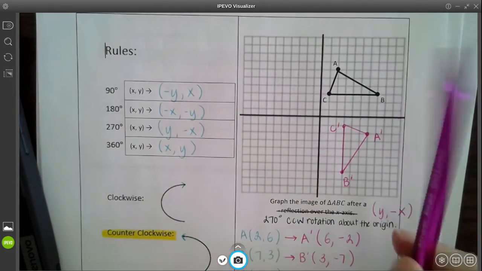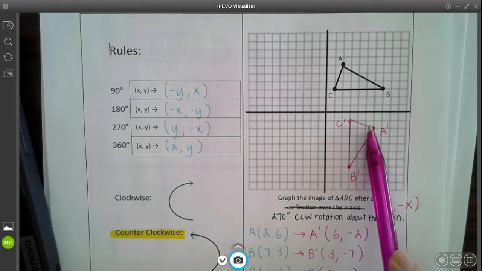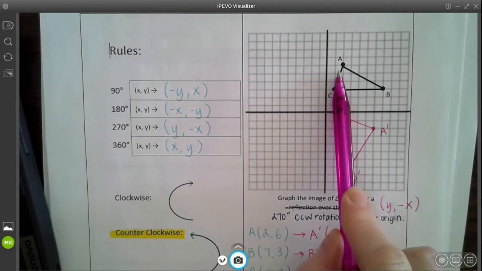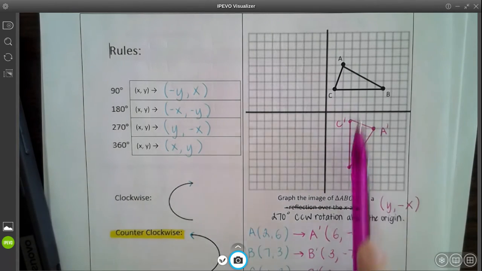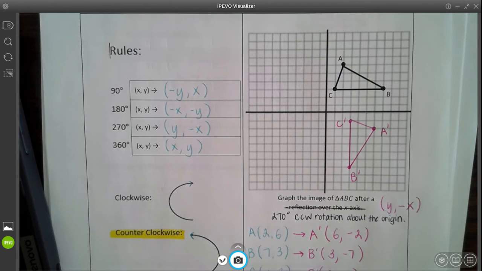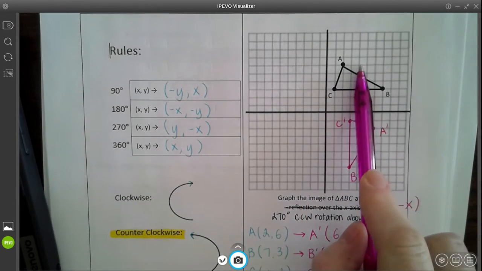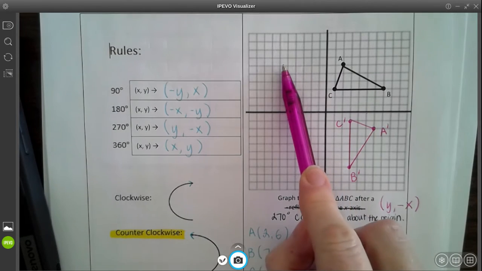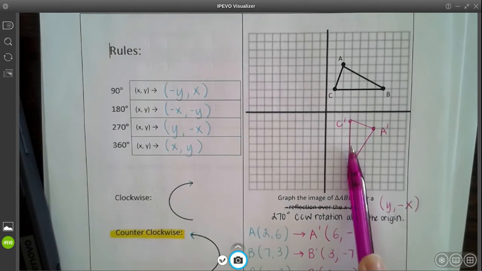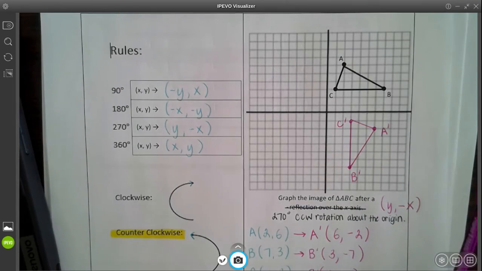Okay, so what actually happens then is this got rotated 270 degrees. This and this figure are both congruent. They're the exact same shape and size. But notice every quadrant is like 90 degrees. So if I go counterclockwise, this would be 90, 180, 270. So this landed in the correct spot.